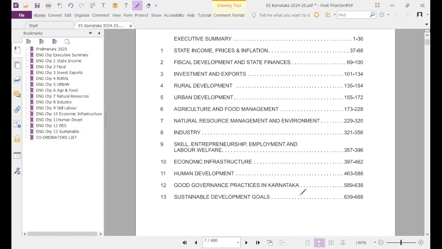Now these are the 13 chapters. Chapter 1 talks about income, price, inflation. The second chapter talks about fiscal development, consolidation, and the fiscal prudence that the Karnataka government is undertaking in keeping the state's economy on track in line with India's vision of economy and sustainable growth. Then investments and exports: India and Karnataka as a state, how is its contribution to the exports of the Indian market, going globally. Then rural development and urban development.